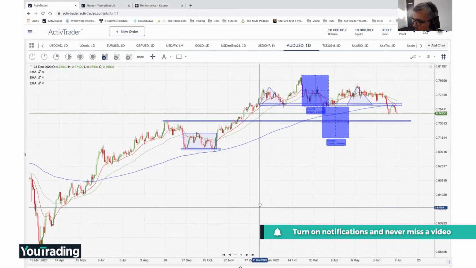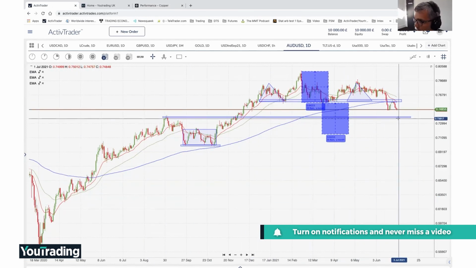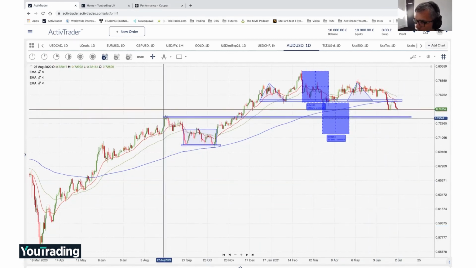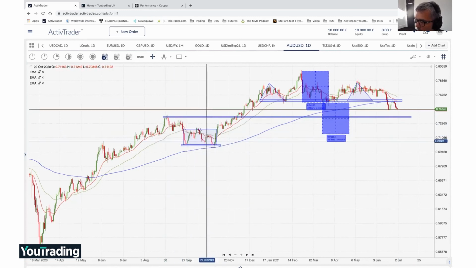Okay, so to sum up, Aussie dollar looks like it's going to test lower, a good 100 pips. Keep an eye on these swing lows, this market structure of swing high, and then try and aim for this balance period here.